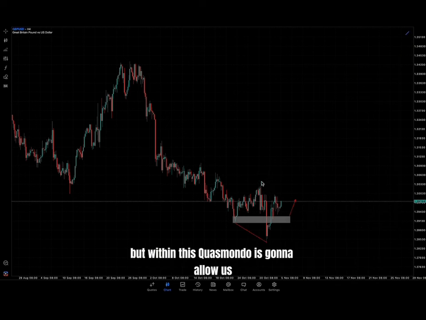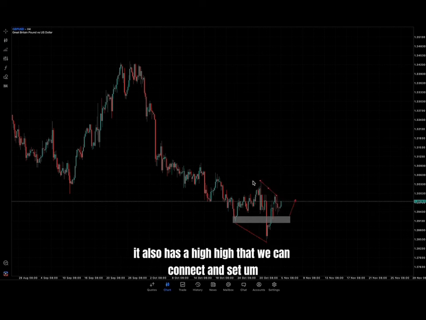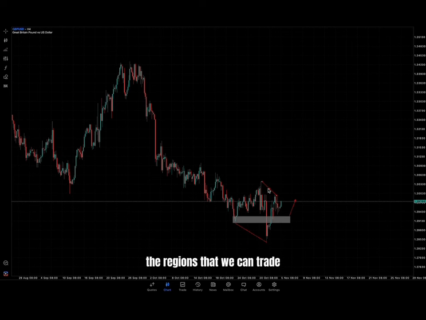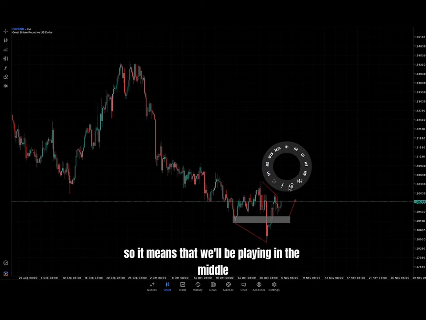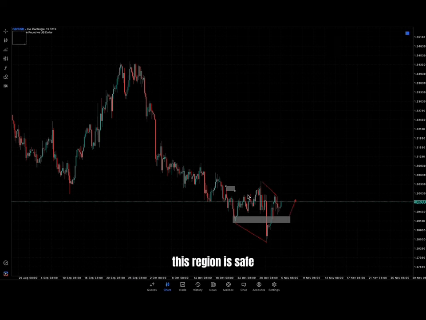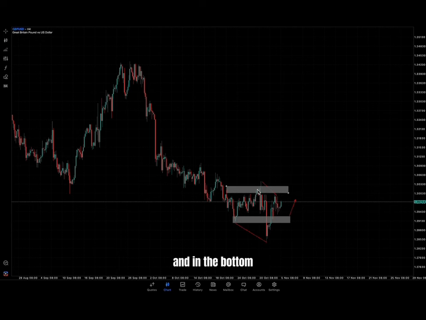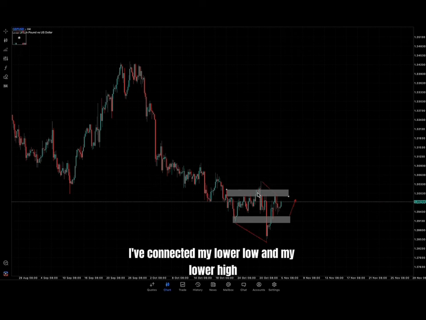But within this Quasimodo, it's going to allow us to check the regions where we should trade. So this one not only has a lower low, it also has a higher high that we can connect and set the regions that we can trade. It means that we'll be playing in the middle. We'll know that this region is dangerous, this region is safe. So I've connected my higher high and my higher low, and in the bottom I've connected my lower low and my lower high.